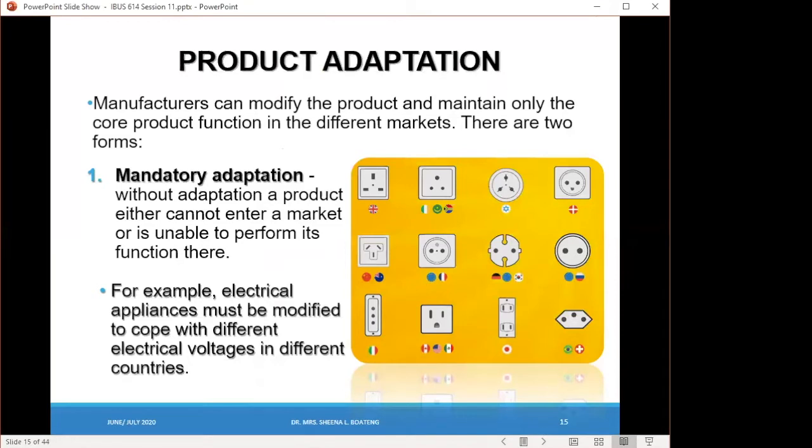Now let's talk specifically about product adaptation. And here we can discuss two types of adaptation. One being mandatory adaptation. And here with mandatory adaptation, we are using the term mandatory to refer to the level of adaptation being required, say, by law or for legal reasons. And thus, without that adaptation, your product either cannot or will not be allowed to enter a particular market for sale.